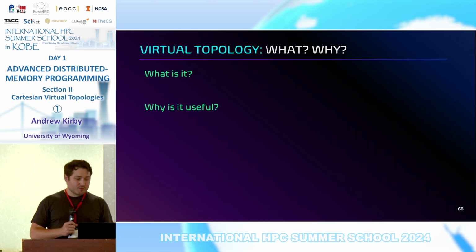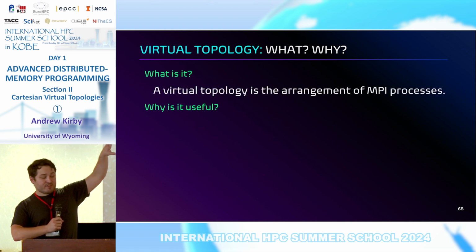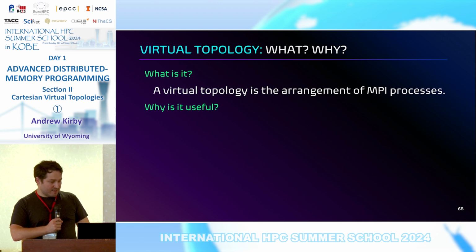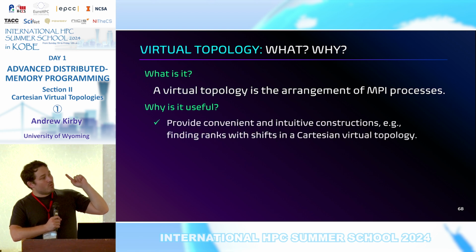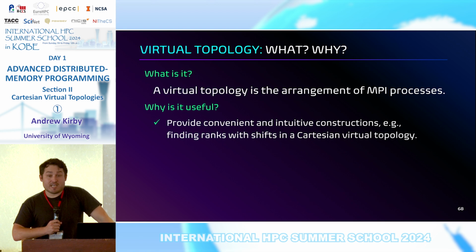Virtual topologies, what are they and why do we have them? A virtual topology is simply an arrangement of MPI processes. Why is it useful? For example, in a Cartesian topology, we know the communication patterns are regular. So why don't we just tell MPI about it, and then we can make the communications ourselves, like one MPI send instead of sending 4, to simplify things.